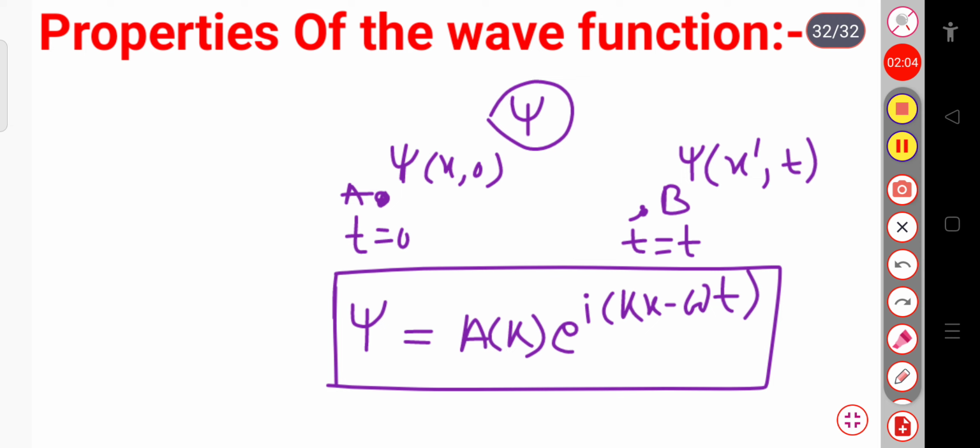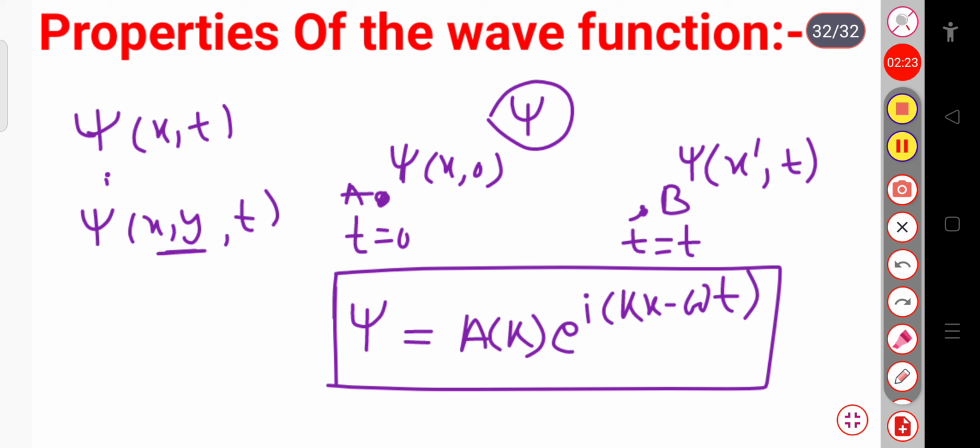Since here we are considering the function only in one dimension, this is simply psi of x comma t. But if I consider the function in two dimensions, this can be written as psi of x comma y comma t. These x comma y represent the two-dimensional system, and t is just the time coordinate. Similarly, for the three-dimensional system, this is simply x, y, z coordinates with the time coordinate. Now let us start with our topic, the properties of the wave function.